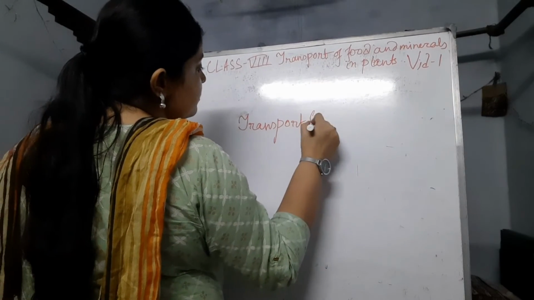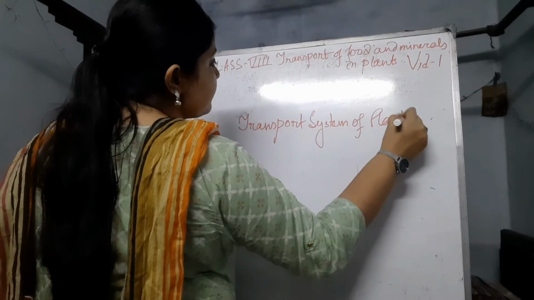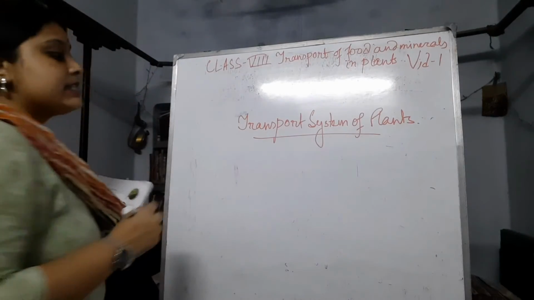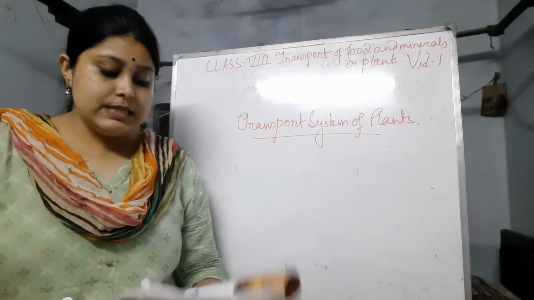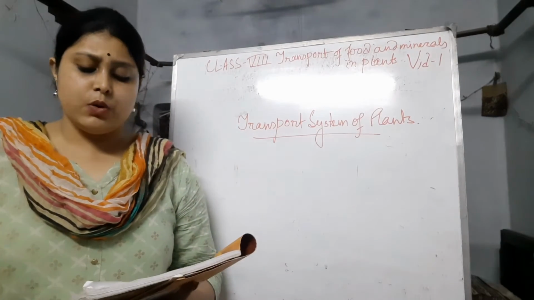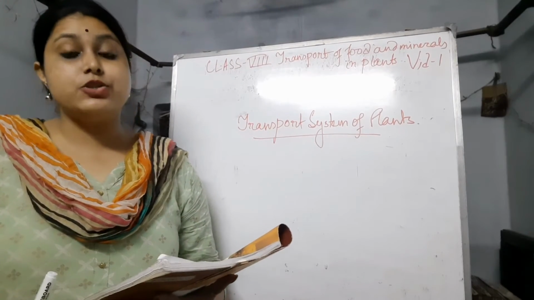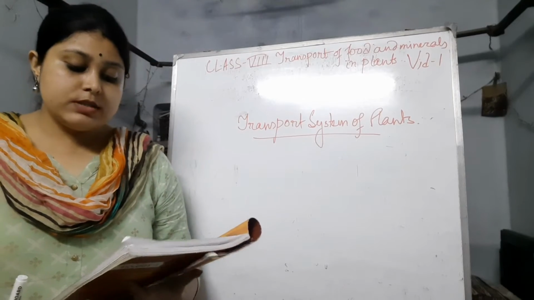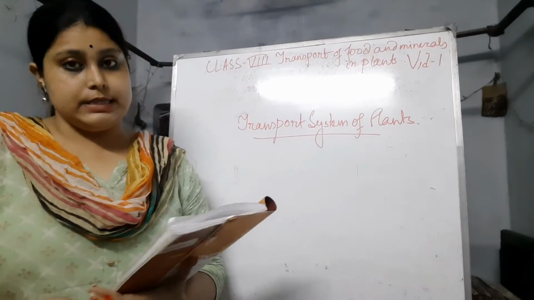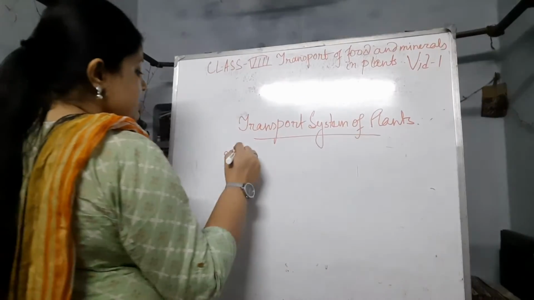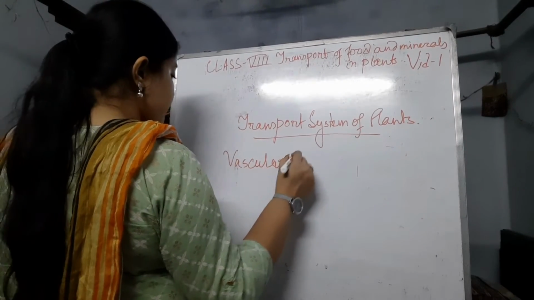Transport system of plants. It is the basic thing that we are going to discuss in this chapter. Plants such as pine, coconut, neem, rose and grass have an elaborate transport system to carry water as well as minerals and food. The transport system in the higher plant is also called the vascular system.